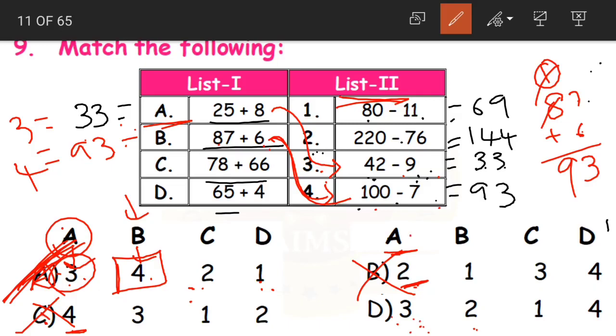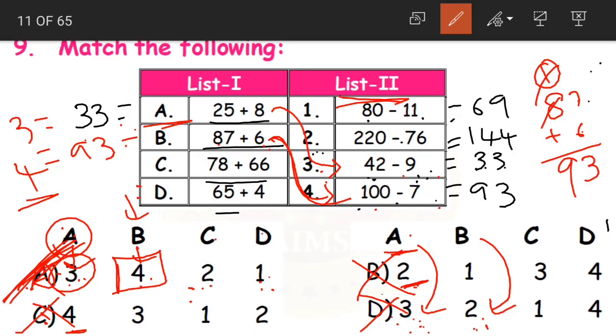Here in option D, A is equal to 3. But they are saying that B is equal to 2. But B is equal to 4. So D is also our wrong answer. So option A, A3, B4, C2 and D1 is our correct answer.